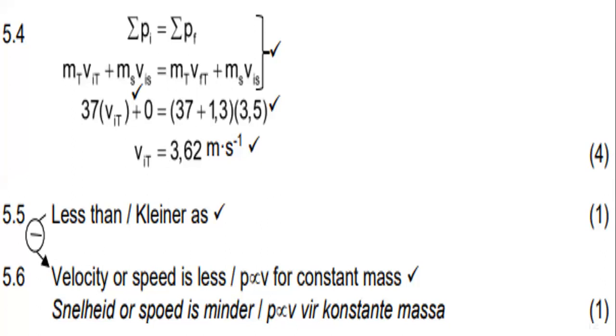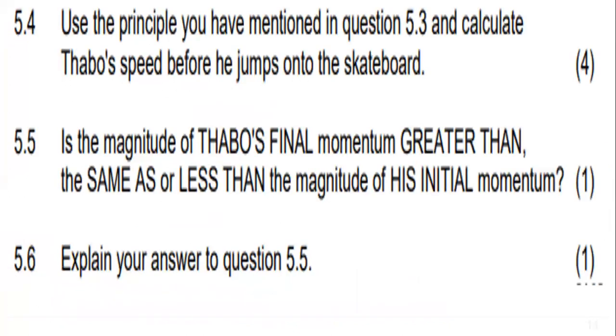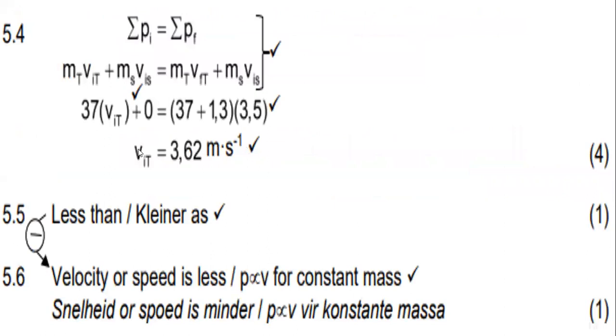Now, why did we not give direction there? Because we were asked to calculate Thabo's speed. Remember, speed now, it's actually a scalar quantity. It only has magnitude. It does not have direction.